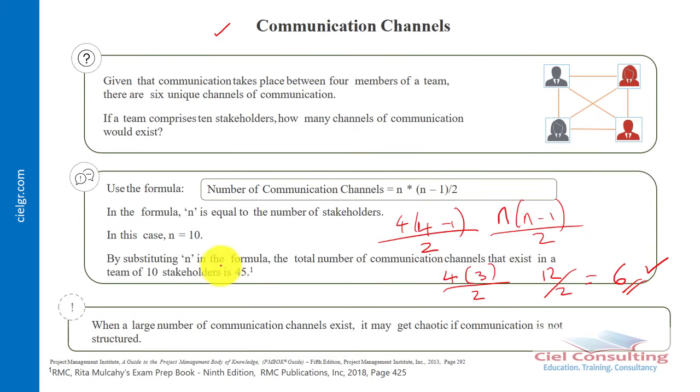Again, if we have a situation where our n is equal to 10, in other words, you have 10 stakeholders, how many communication channels would exist? Of course, if you do the math with 10, you're going to get 45 communication channels. So when a large number of communication channels exist, it may get chaotic if communication is not structured. This is part of the reason why determining your communication channel is key, so that you'll be able to structure your communication or possibly break it down, then also break down your project into smaller teams that will enable you to effectively communicate and then be able to pass across relevant information.